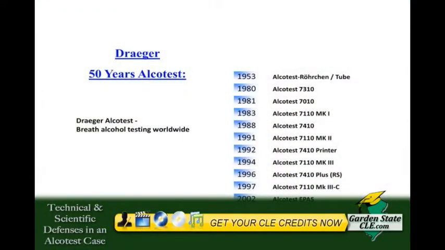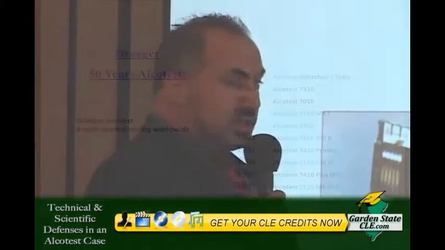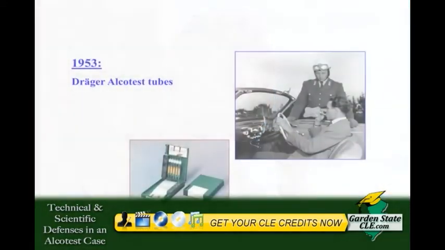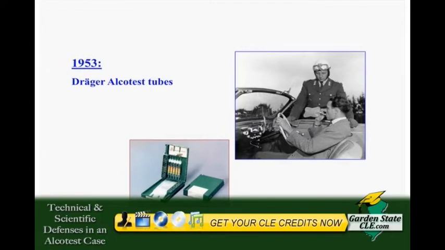Just a little history about Draeger. It's important, I think, to understand where they come from. They've been around for 50 years. They started out with the Alcotest tubes, which are really the precursor to the ampules for the breathalyzer, and of course now Draeger is the successor in interest to Smith & Wesson for the old breathalyzer. They started with the PBT, the handheld device, where you see somebody roadside blowing into this device.